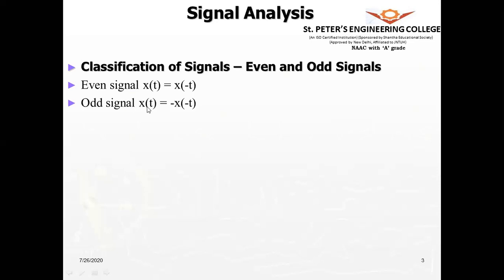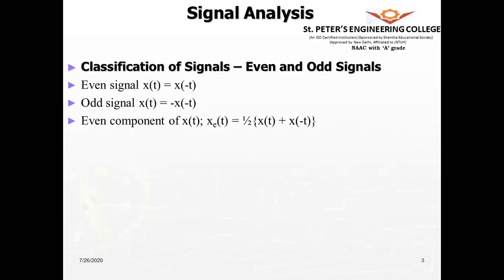Next, odd signal. We say that x of t is equal to minus x of minus t. Then we say that the signal is an odd signal. This we can also write as minus x of t is equal to x of minus t. Simply to keep it in terms of x of t, we write this as x of t is equal to minus x of minus t. So this is an odd signal.